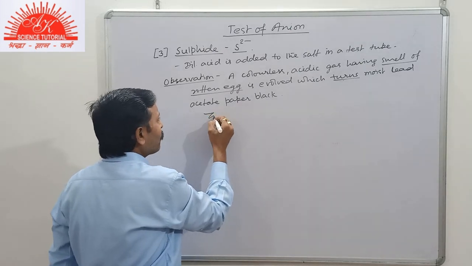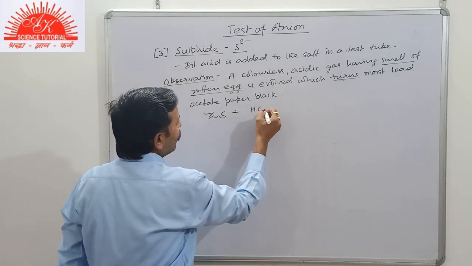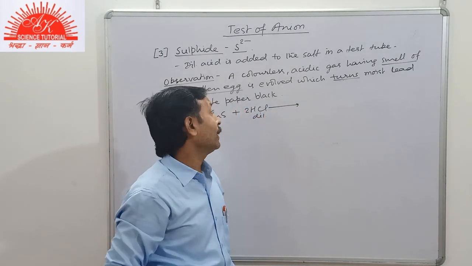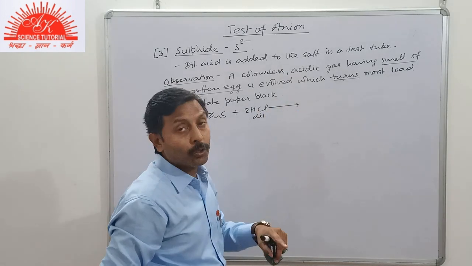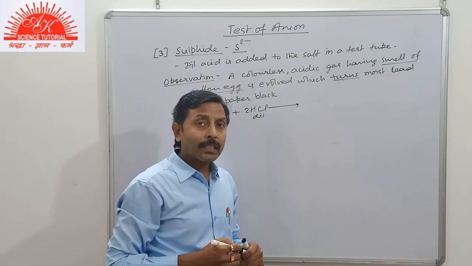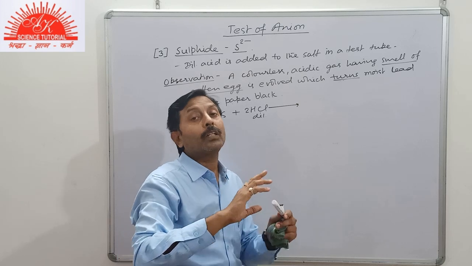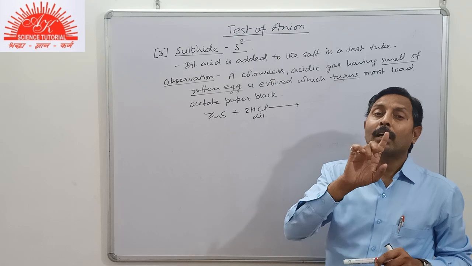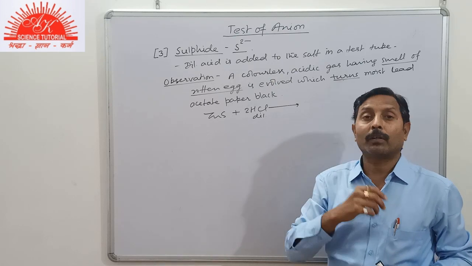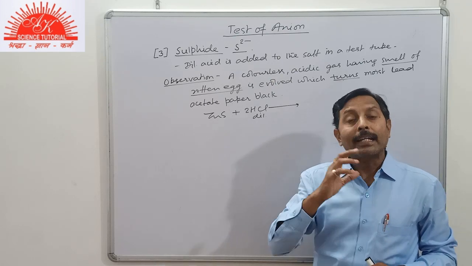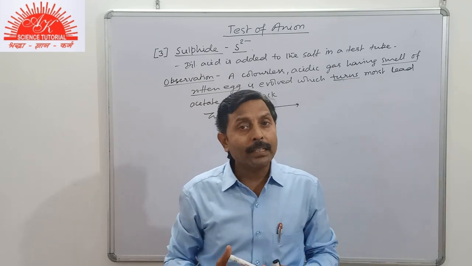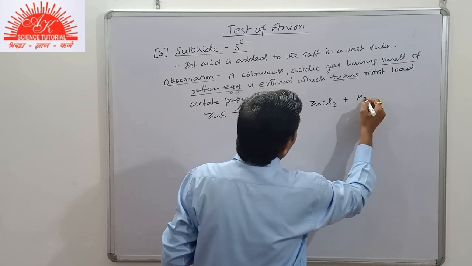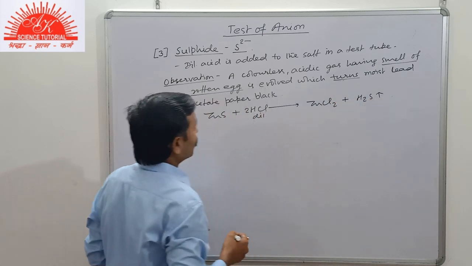Suppose we take ZnS and here we use dilute hydrochloric acid for it. We can also use dilute H2SO4, but nitric acid is not used in the reaction because we will not get H2S, but in place of H2S we will have a yellow precipitate of sulfur, because nitric acid is a strong oxidizing agent. So it is ZnCl2 plus H2S. Now this is the gas.